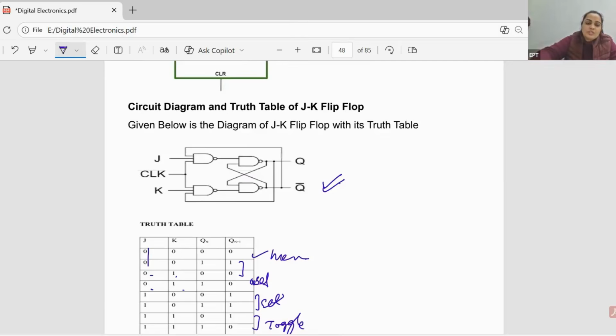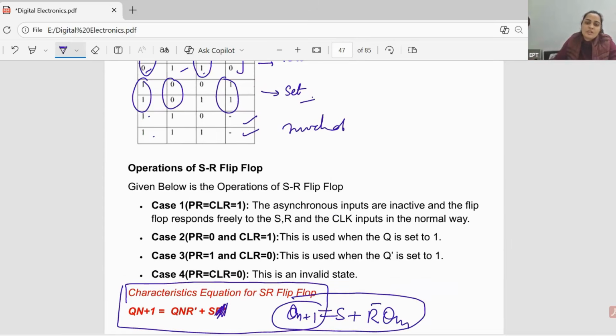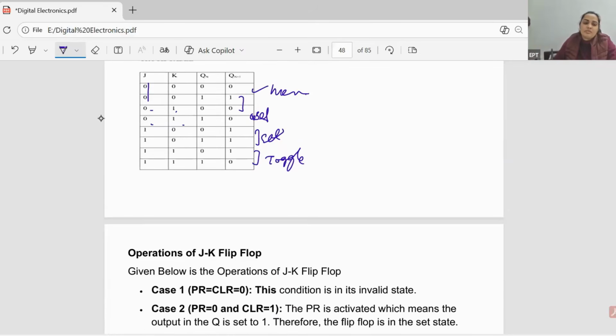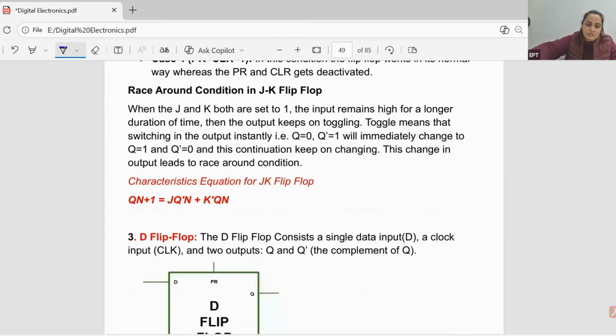See, this is the disadvantage of SR. Now we have an invalid state for these two, for this input combination. So this is eliminated in JK flip flop. When both the inputs are high, output will toggle. Okay, if the previous output was 0, then present will be 1. If present is 1, then next is going to be 0, like this.